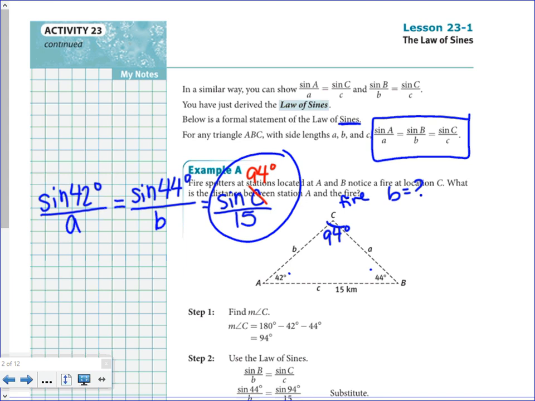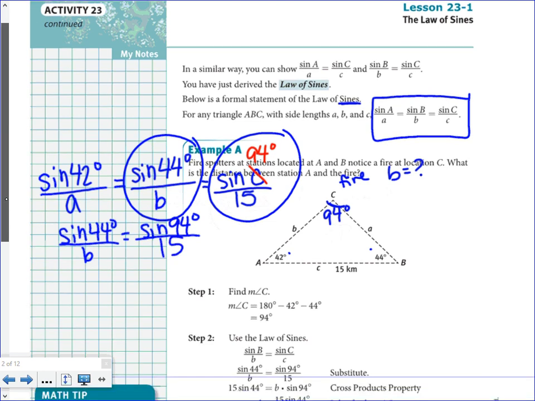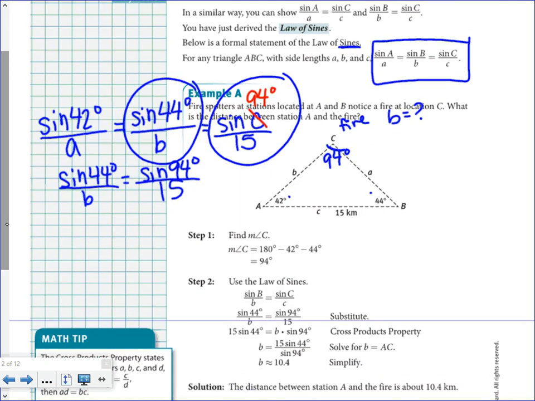Then the other one that we're going to want to use, we said we were looking for B. So we want to use this ratio. And that will create this proportion: sine of 44 over B equals sine of 94 over 15. So, like we were doing in the previous activity, solve your trig, sine of 44 and sine of 94, using your calculator. And so I get 0.695 over B and 0.998 over 15.